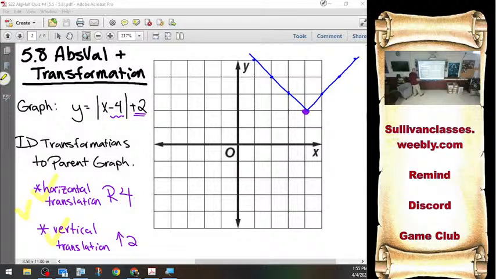Now I'm going to say 1, 2, 3 for the combination of both transformations. And when I say 3, it's because did you get the horizontal or vertical correct? Did you get the right or left correct? Did you get the up or down correct? Okay? So horizontal or vertical, right or left, up or down. Then, did you actually put the vertex in the spot that you said? Was it a vertex? Was it a V instead of just a line?